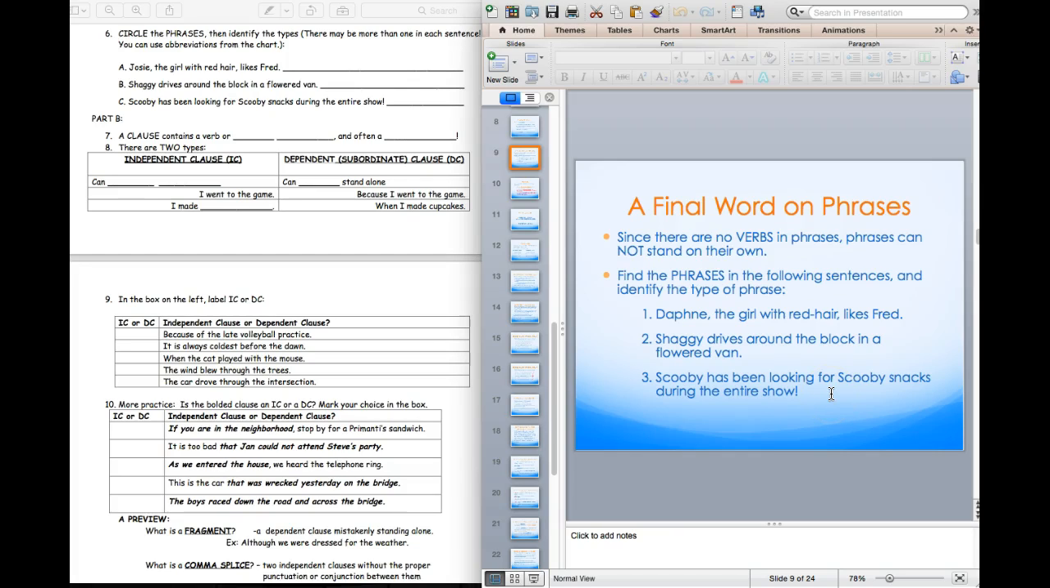So take a moment and find the phrases in those sentences. You can circle them and then tell what kind they are on the line next to it. You might need to hit the pause button here, and then we'll go right to the next answer.